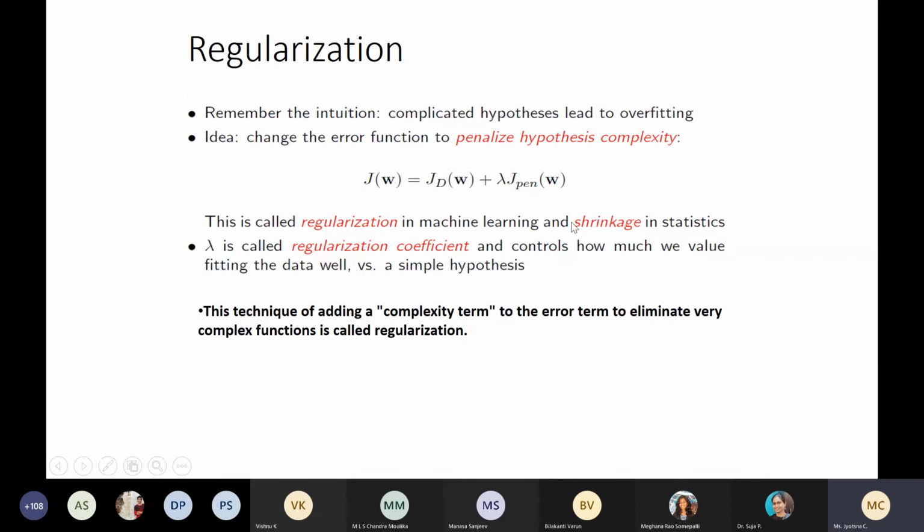And here you can see the term shrinkage. It is mostly used in statistics. In machine learning and deep learning, we use a term called regularization. So this technique of adding a complexity term to the error or cost function to eliminate very complex functions is called regularization. What is regularization? It tries to avoid overfitting by giving a penalty.